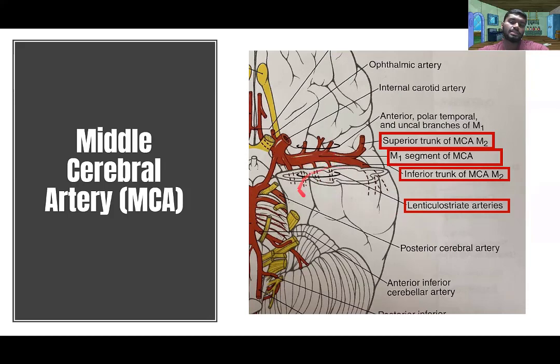M1, deep MCA arteries, lenticular striates, which is involved in motion, right? Moving your body. Superior trunk of your MCA, superior M2, which is involved in your frontal lobe and Broca's area, and the inferior M2, which is involved in the temporal lobe or Wernicke's area.